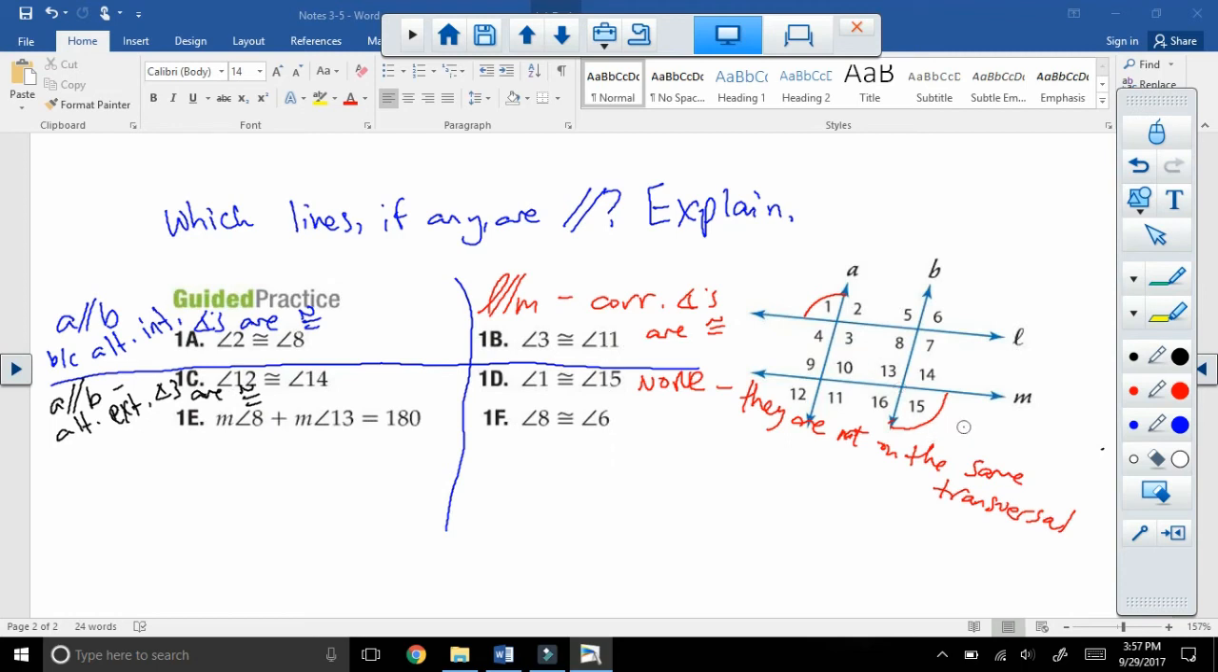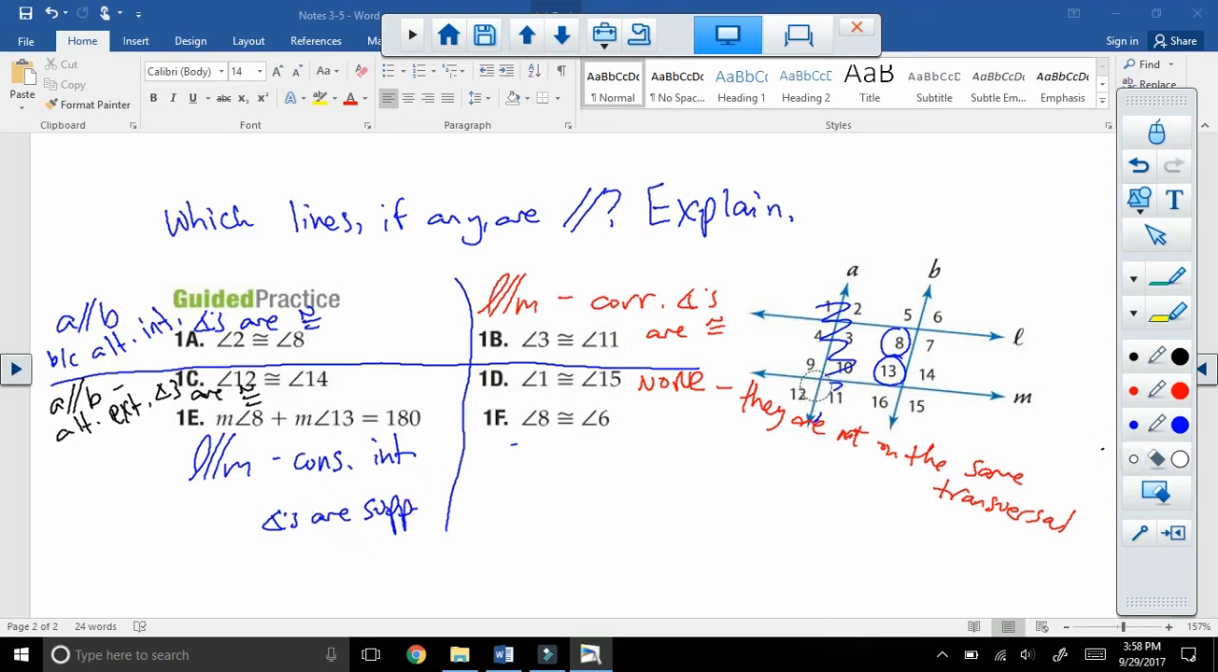So I think marking things on your picture and then maybe covering up part will be really beneficial for you, so that you're making sure you're not giving something that would actually not have anything parallel. For this next one, I have angle 8 and angle 13 supplementary. They add up to 180. So I'm going to locate 8 and 13. Well, these are consecutive interior angles on this transversal. So I can say that L is parallel to M. And I'm going to write that the consecutive interior angles are supplementary. And you can just abbreviate that.